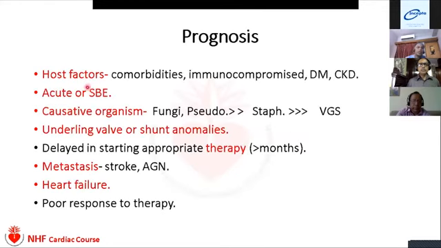What is the prognosis? It depends on host factors, and whether the infection is acute or subacute. What are the causative organisms? Fungus and Pseudomonas have the highest possibility of mortality, then Staphylococcus and viridans with relatively better prognosis. Underlying valve or shunt anomaly and delayed starting of therapy, as Fazlur Rahman sir was stating, delayed therapy sometimes makes things difficult. And metastatic lesions, especially in the brain or kidney, sometimes dictate the prognosis. A patient with heart failure is definitely a poor prognostic factor, with poor response to therapy.